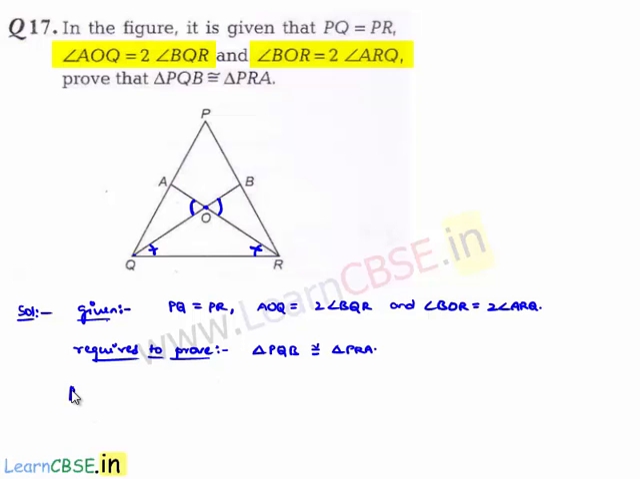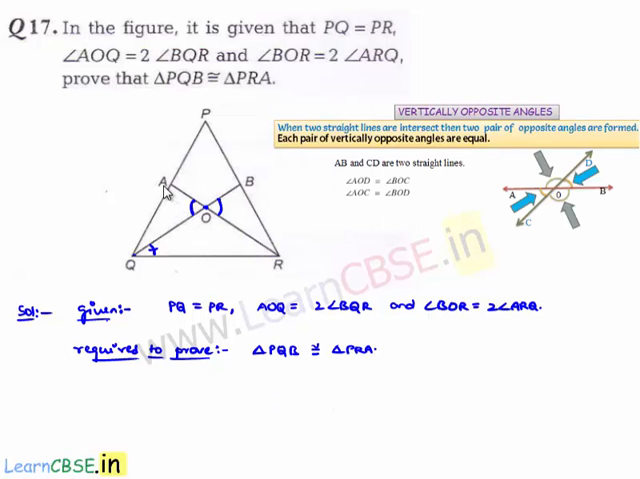Now let us move on to the proof. Now if we consider angle AOQ and angle BOR, they are vertically opposite about the common point O. We know that the vertically opposite angles are always equal.